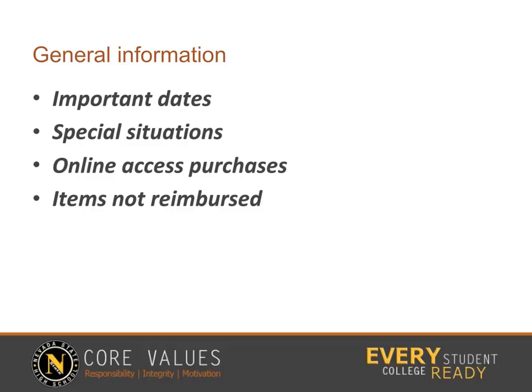This first section, we will start off with general information with obtaining college textbooks and getting reimbursed. This includes where to find your important dates and deadlines for both the pre-approval and post-approval process, what you can do in the event of a special situation, purchasing an online access code, and what items are not reimbursed. Click to the next slide when you are ready.